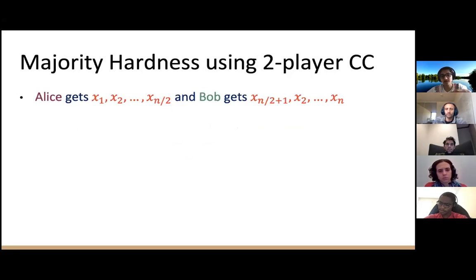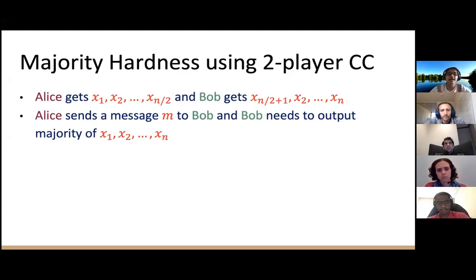Alice gets the first half of the stream, that is n by 2 sized input, and Bob gets the second half of the stream, which also has an n by 2 sized input. Communication is only allowed from Alice to Bob, and it's one-shot. Alice sends a message M to Bob, and Bob, seeing this message M and its input stream, needs to output the majority of these n bits.